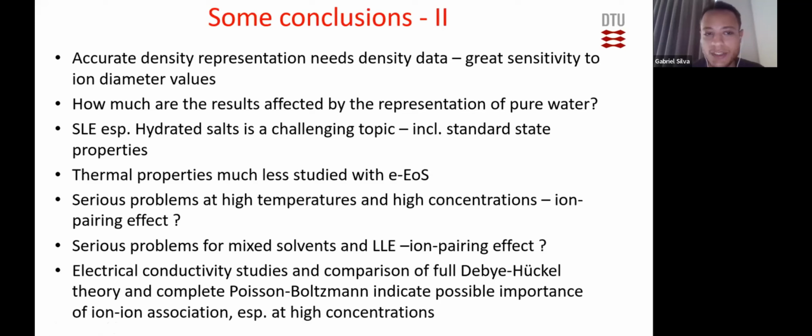Also, we can get accurate density representation, but only in most approaches when you get the density inside the parameter estimation. Because when we are trying to estimate ion diameters, they do have a heavy influence in the outcome of practically all the models that we are using. We also need to better understand how to better represent water and all its anomalies. There are lots of ongoing projects on this issue.